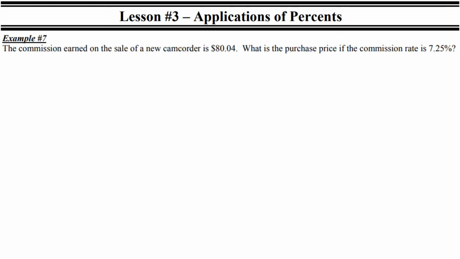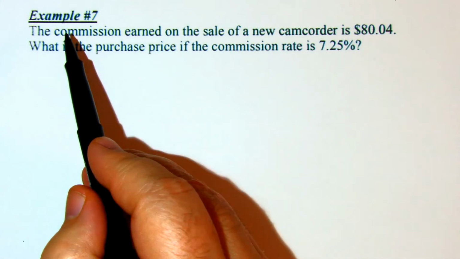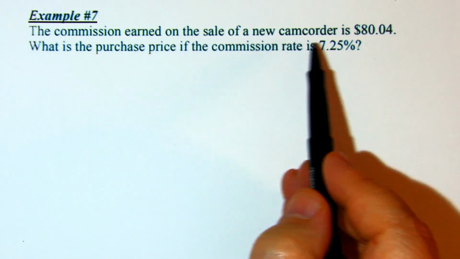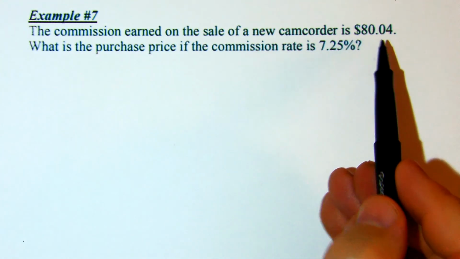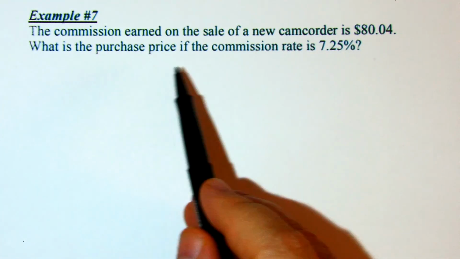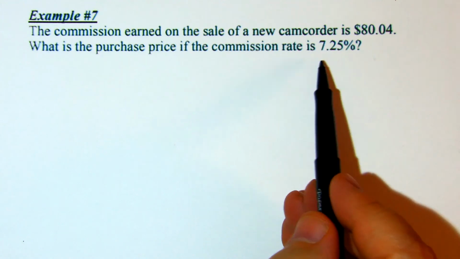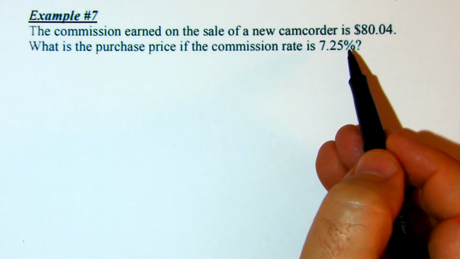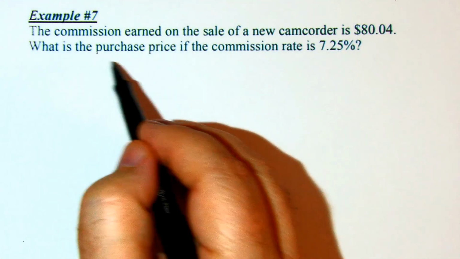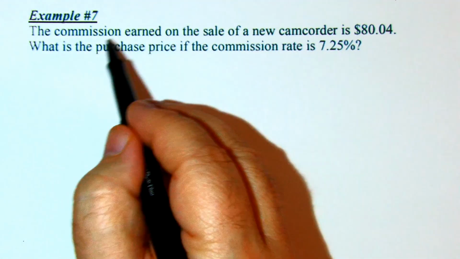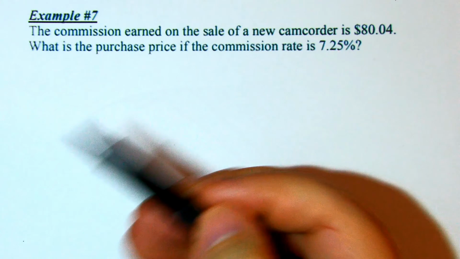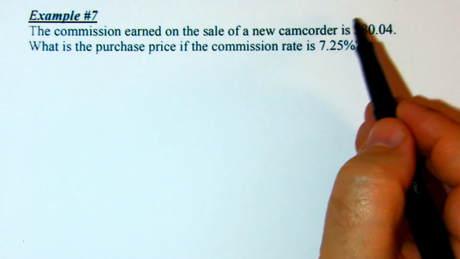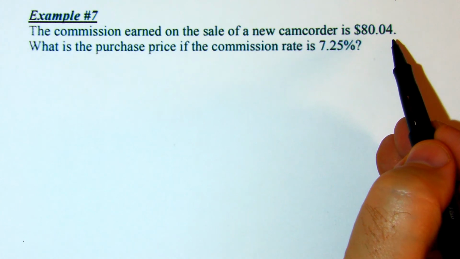Next example. Example 7. The commission earned on the sale of a new camcorder is $80.04. What is the purchase price if the commission rate is 7.25%? Well, we know that we can find the percent of the base, and commission is based on the purchase price, and the part is what we call the commission, and that is the amount that the salesperson keeps.